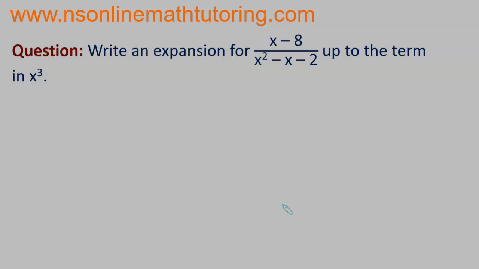So the first question says, write an expansion for x minus 8 over x square minus x minus 2, up to the term in x to the power of 3. So let's start with our answer.